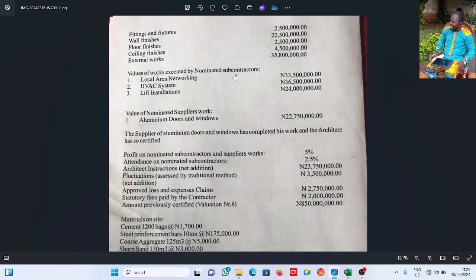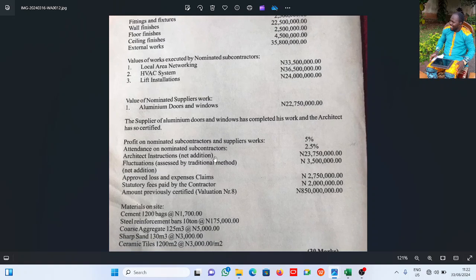Now these are nominated subcontractors. This is a supplier; he only supplies. The supplier of aluminum doors and windows has completed his work and the architect has so certified. Profit on nominated subcontractors' and suppliers' work is 5%. Attendance is 2.5%. Now these are also other information. You see the architect's instructions net addition is this.